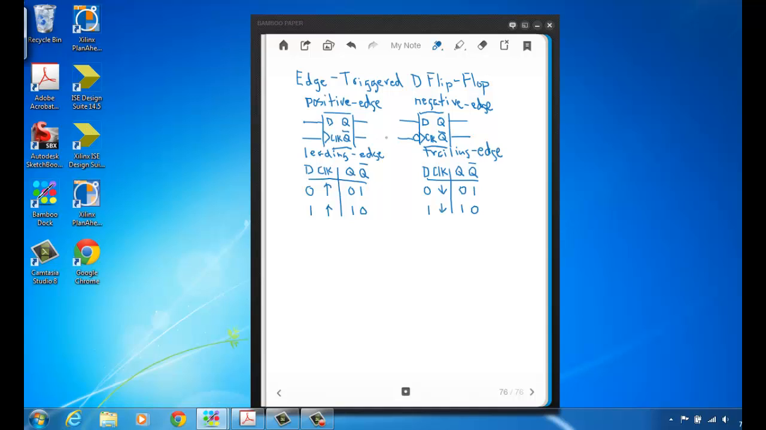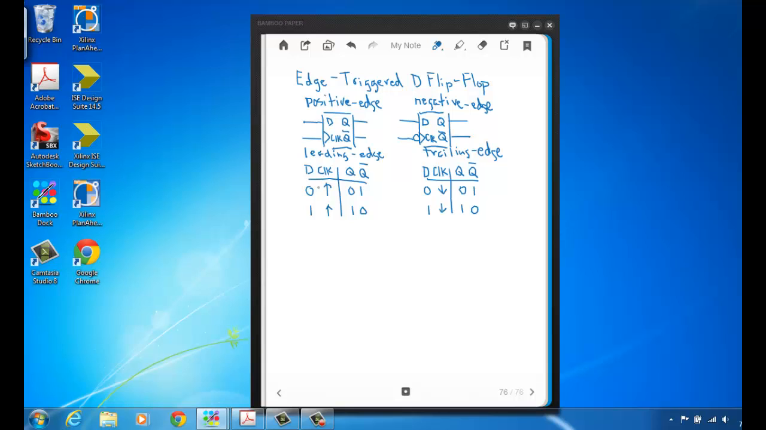Now notice in the symbols, the only distinction between the two symbols is that the negative edge has a little bubble on the clock input. See the inputs of an edge trigger D, one input's called the D input, which is short for data, and then the other input is CLK, which is clock. Notice that it has this little triangle, and we'll talk more about what's meant by the term clock in just a moment. Okay, but just like the RS flip-flop, and for any flip-flop for that matter, the outputs for the edge trigger D flip-flop are Q and not Q.